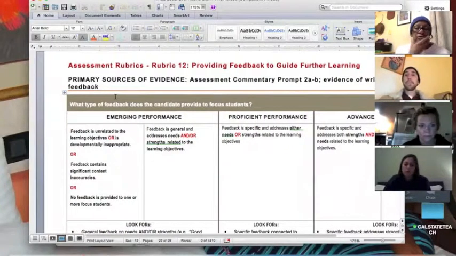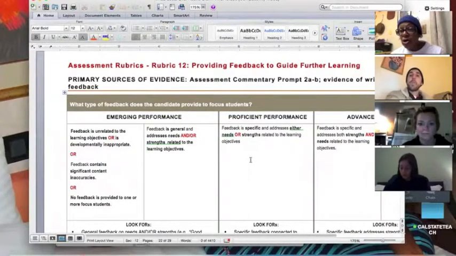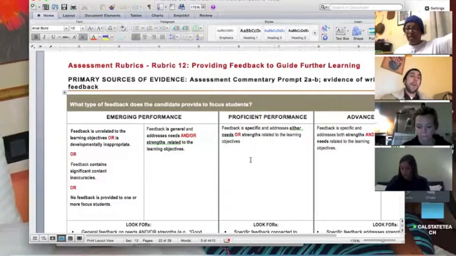Does the candidate provide feedback to the focus students? The students are the high, medium, and low. The kid that didn't meet it, the kid that did meet it, and the kid that exceeded it. Because you have to do someone that didn't meet your expectations, someone that either met it or almost met your expectations, and then someone who met the expectation and/or exceeded it. That's the feedback that they want to know that you're going to give to those 3 kids.